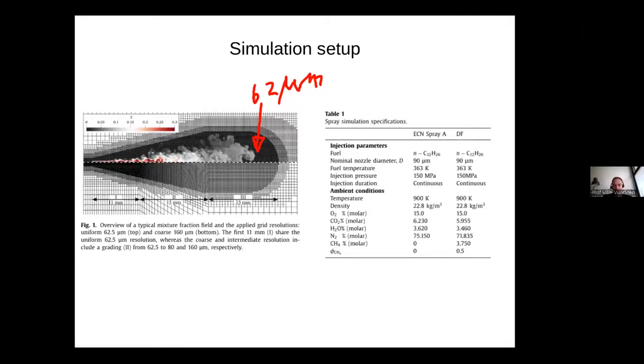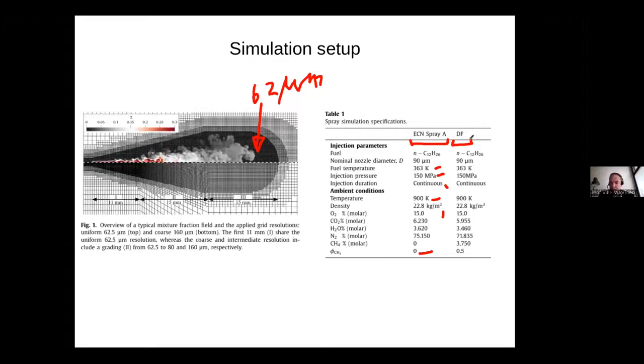And indeed, here are the configurations. For ECN spray A, what we used as a baseline was the ECN spray A. It's a well-defined condition for n-dodecane, 90 micrometer nozzle, fuel temperature, injection pressure, it's a continuous injection, ambient temperature 900, density 22.8, and the oxygen air content is given here as well. And of course, in the standard spray A, there is no methane, so methane phi is zero.